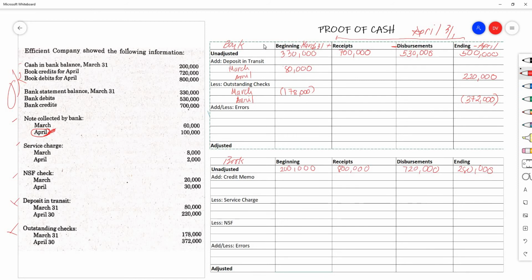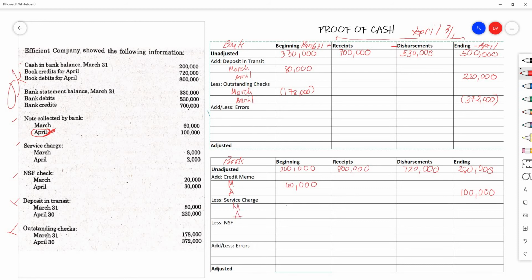Punta naman tayo sa book. Sa book naman, note collected by bank, this is a credit memo. So, nung March daw, sige, M na lang, tsaka A. So, nung March daw, we have a credit memo of 60,000, and then credit memo of 100,000. Okay? So, it's like, kalimutan nyo muna tong receipts and disbursement para kayong gumagawa lang din ng bank reconciliation.